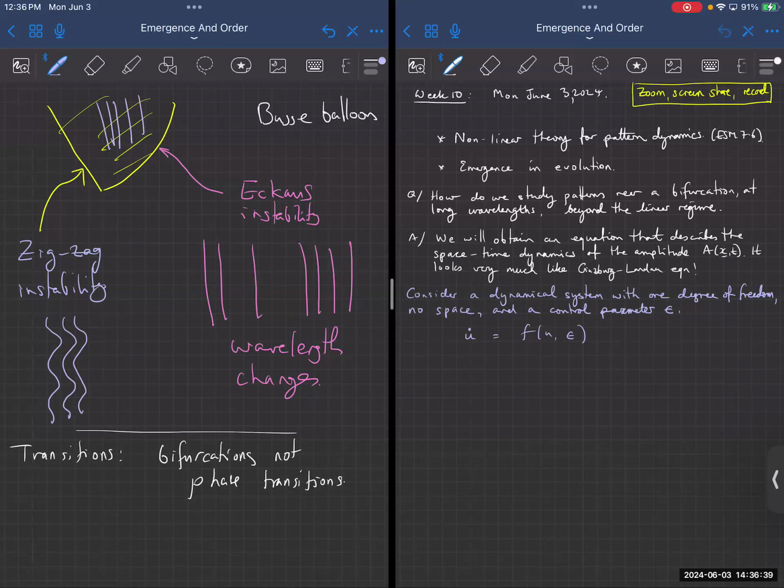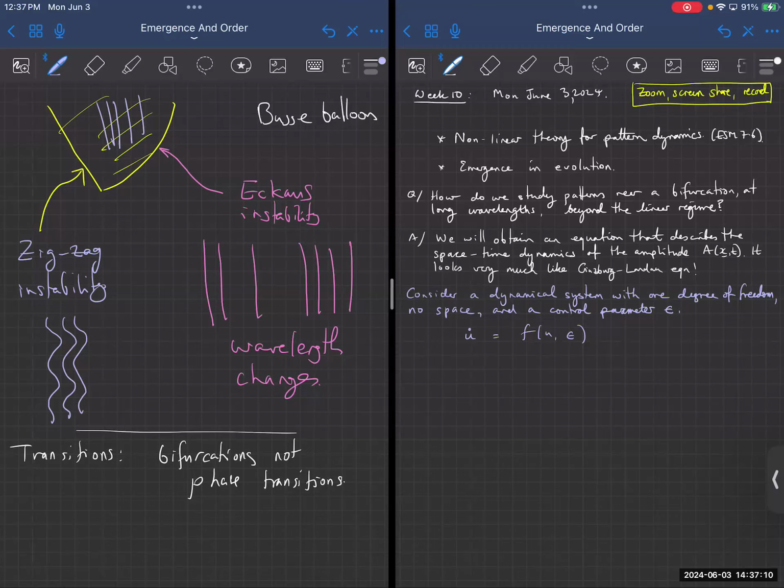Okay, so here's the question. How do we study patterns near a bifurcation at long wavelengths, beyond the linear regime? That's the question that we want to know the answer to. And why do we say near a bifurcation? Well, just like phase transition physics, everything that we talked about last quarter was all about what happens in the vicinity of the critical point. So you might say, is there anything that happens in the vicinity of a bifurcation point? And the answer is yes, there is, and this is what we're going to derive.